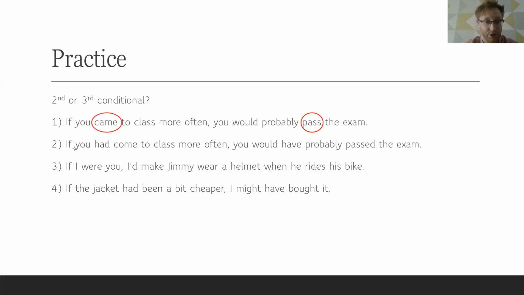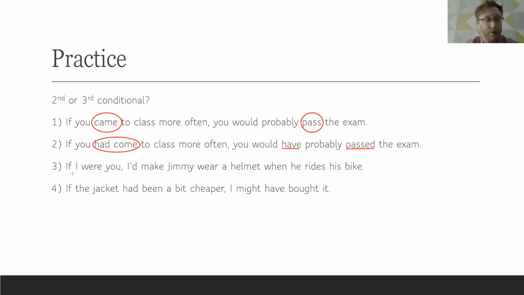Third conditional, remember. If you had come, past perfect, to class more often, you would have probably passed the exam. So have, then past participle. Probably is an adverb for these kinds of sentences. Well, not just these sentences, but it's describing past. So remember this one, number 3, is the second conditional.